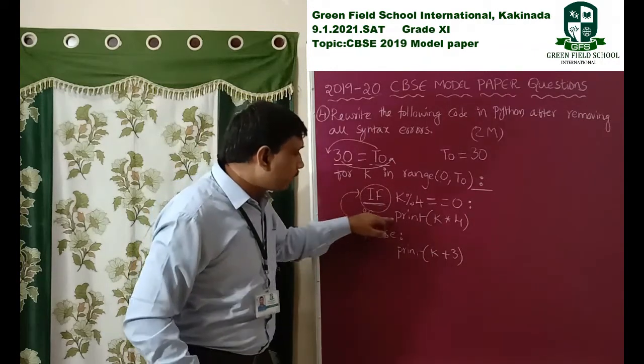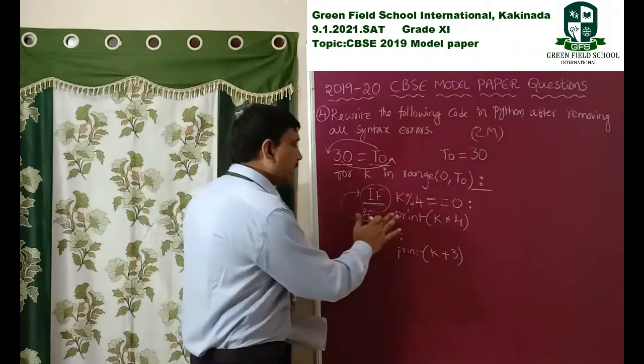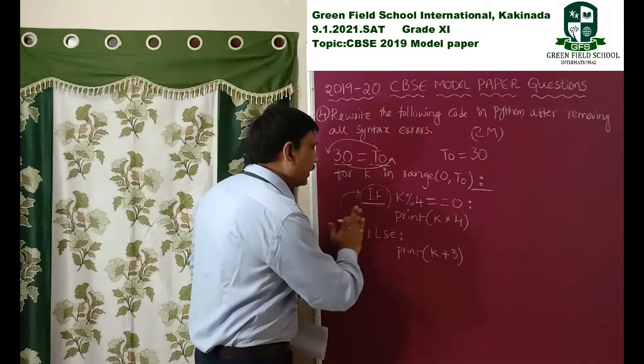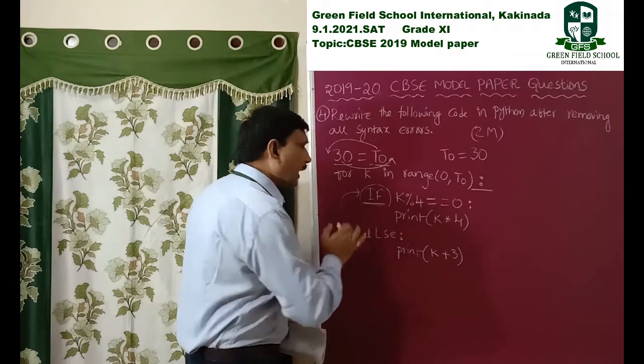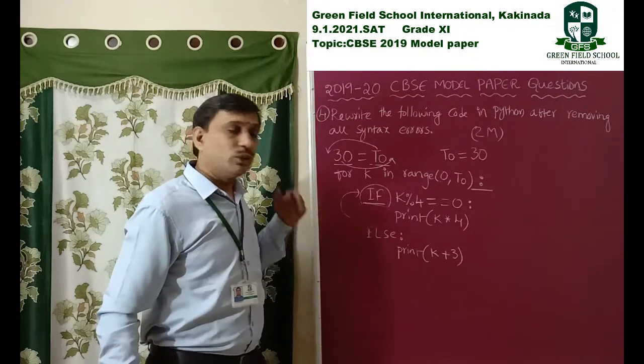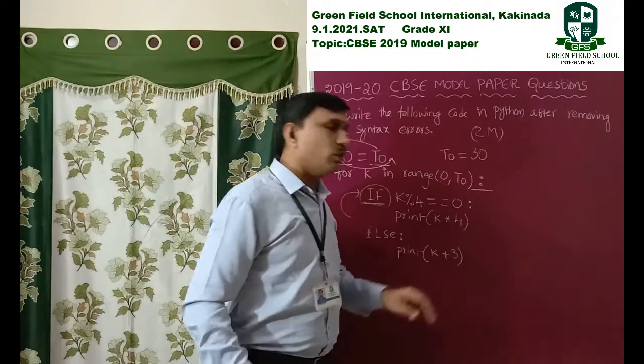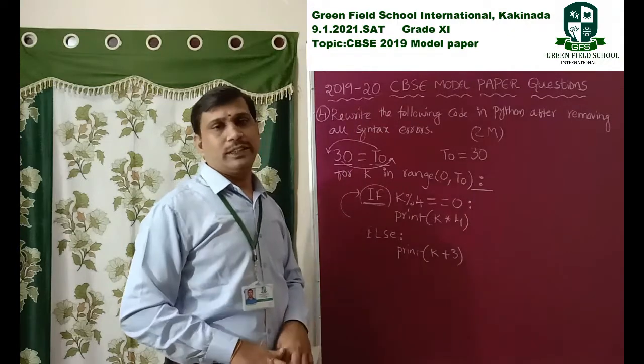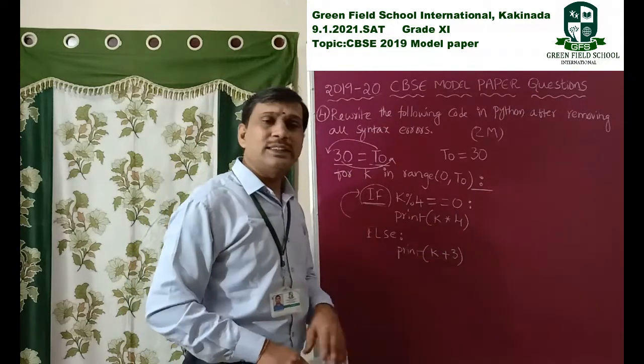Then immediately this block of statements belongs to this if statement, the if block, so we maintain some indentation here. Here they already maintain some indentation, no problem. Next, we continue with print of K star 4. This is a valid statement; no errors are there in this statement.